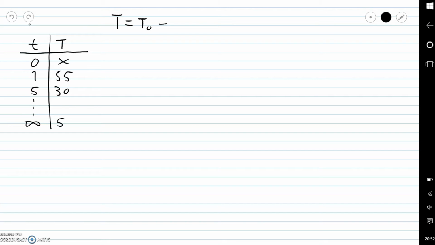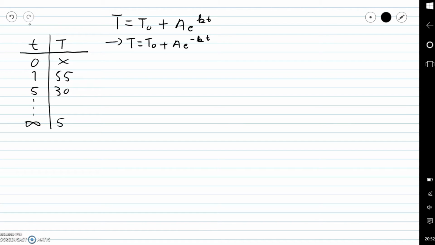In the first example, we have a condition of a thermometer moved from an inside room to an outside room where the temperature is 5 degrees Fahrenheit. So when t equals 0, temperature is x. When t equals 1, temperature is 55. When time equals 5, temperature is 30. And when time is approaching infinity, temperature is 5.